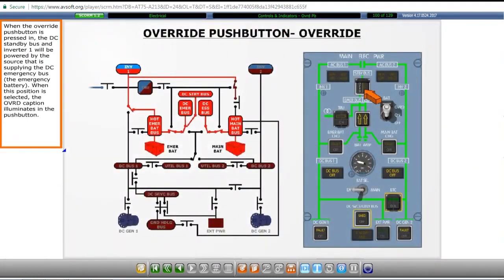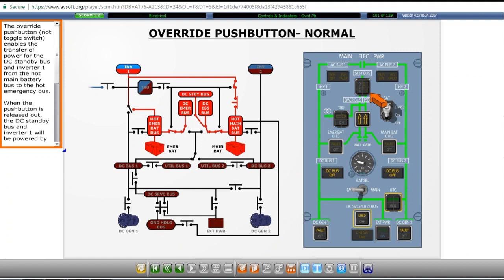When the override push button is pressed in, the DC standby bus at inverter 1 will be powered by the sources supplying the DC emergency bus. When this position is selected, the override caption illuminates in the push button. The override push button enables the transfer of power for the DC standby bus at inverter 1 from the hot main battery bus to the hot emergency bus.